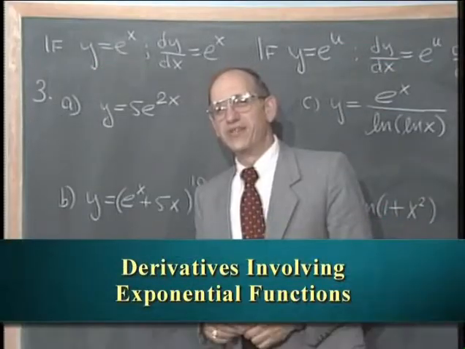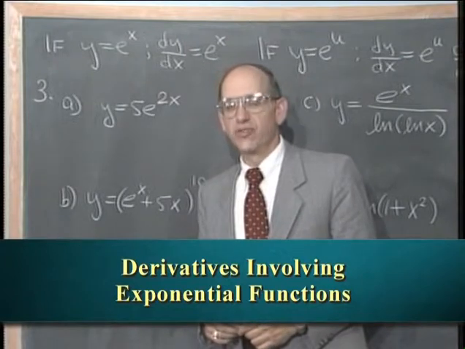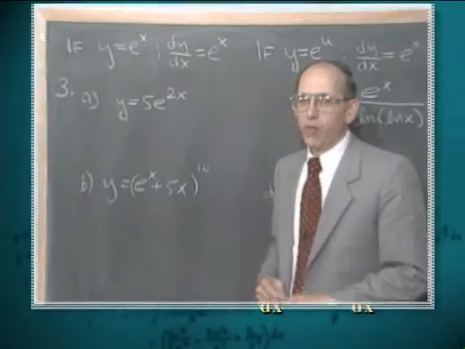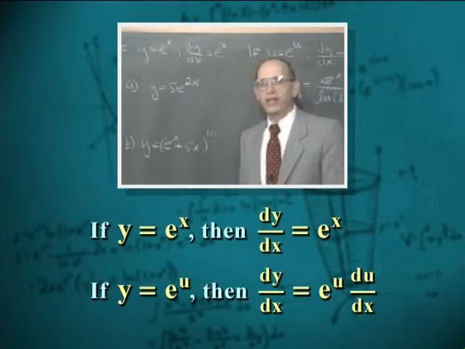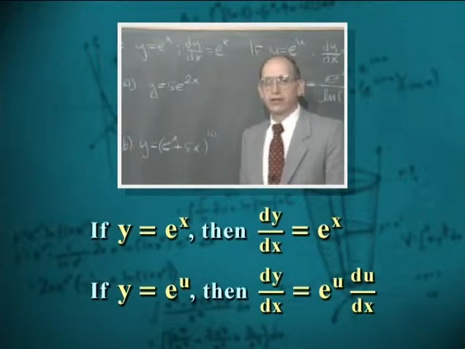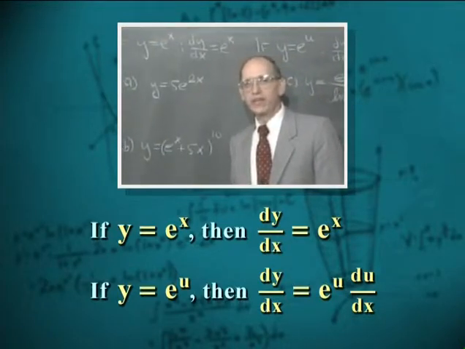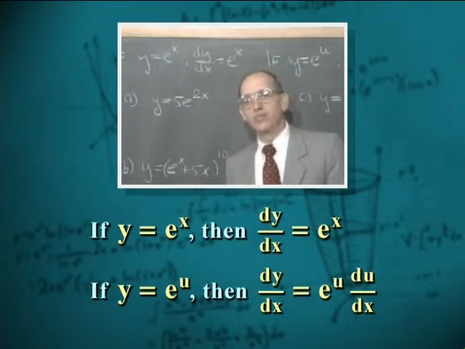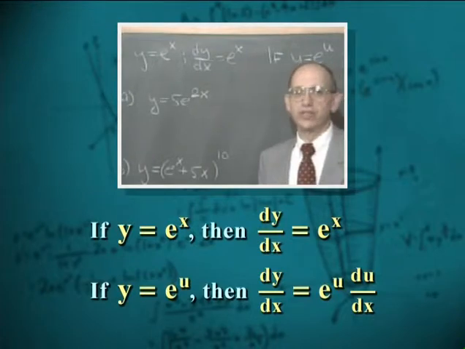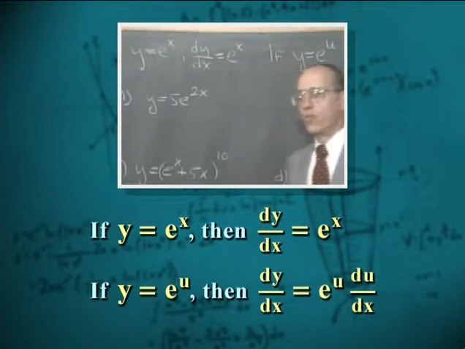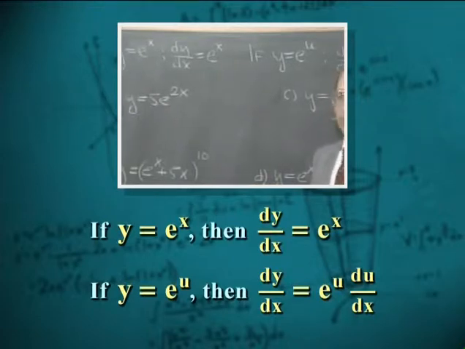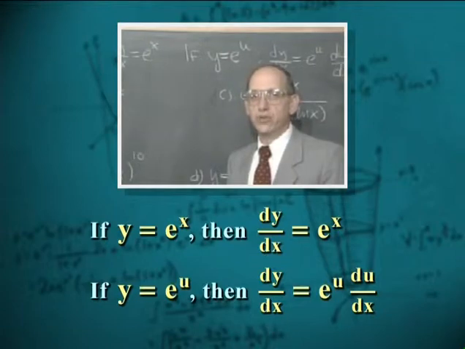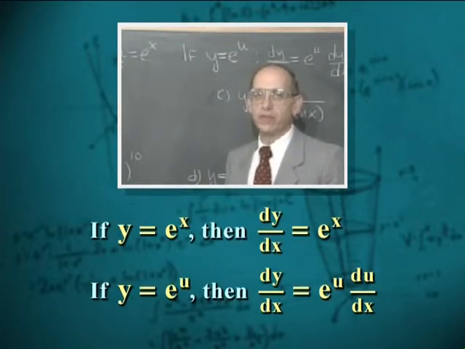Problem 3 involves the derivatives of exponential functions, in particular, the function e to the x. If y equals e to the x, dy dx equals e to the x. Now, I didn't make a mistake. The derivative of e to the x is e to the x. It's the only function other than 0 that has the property that the derivative of the function is the function itself. If y equals e to the u, where u is some function of x, then dy dx is equal to e to the u times du dx by the chain rule.